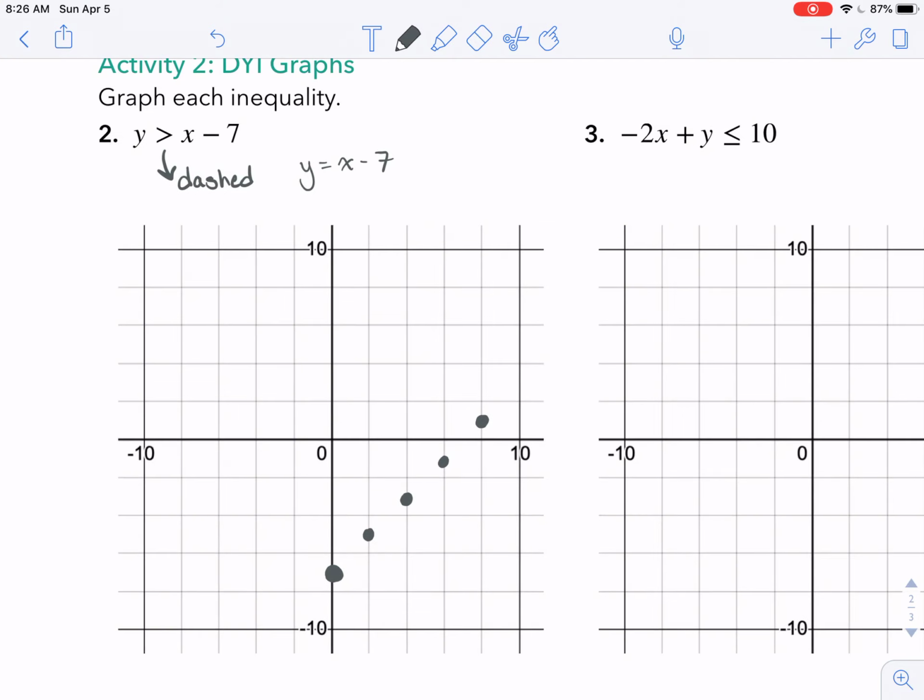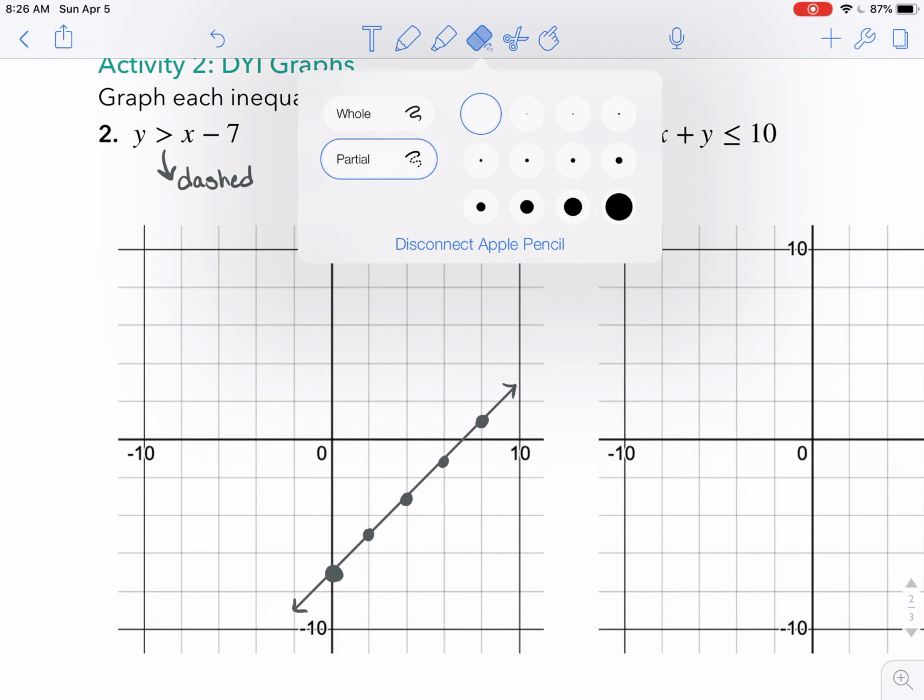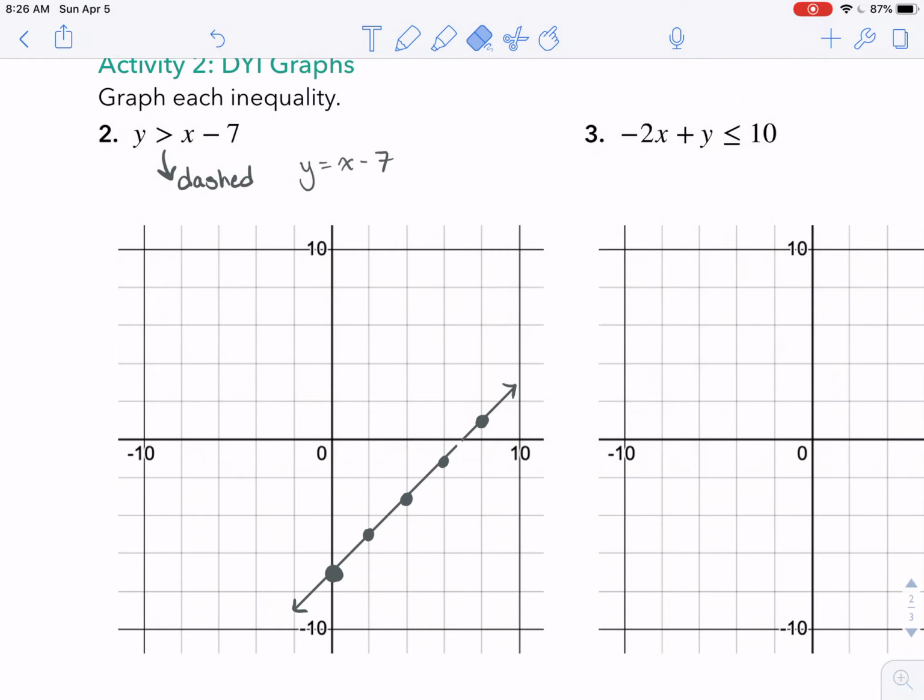Since I have a dashed line, if I'm working in Notability, I could start out with a solid line. This is my favorite way. I start out with a solid line, and then I take my eraser, and I just kind of cut out some parts of it for my dashed line. Isn't that fun? That's so fun.